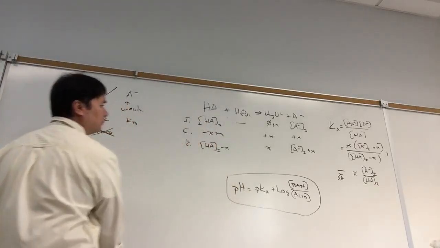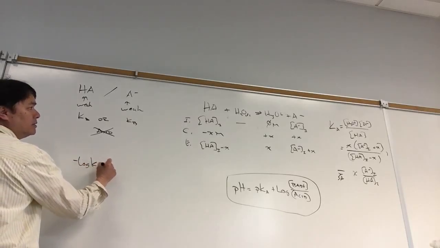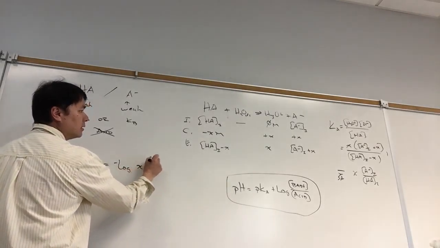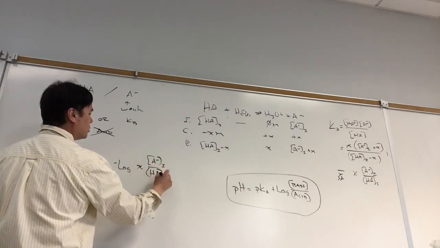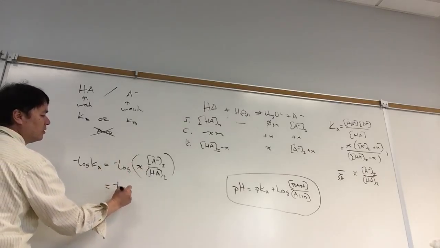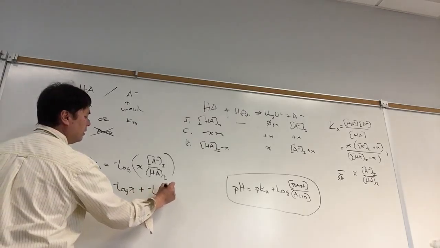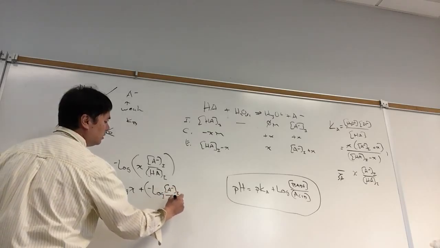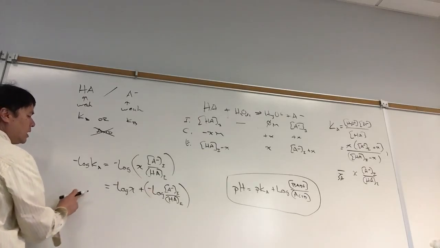Let's look at the steps here. And so if we take the negative log of the Ka, this is going to equal the negative log of the x, A minus initial, over HA initial. Using the property of logs, we can take the sum of those. So this would be the negative log of x plus the negative log of the A minus initial over the HA initial. And then we're going to add this term to both sides.